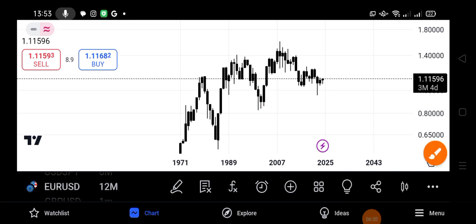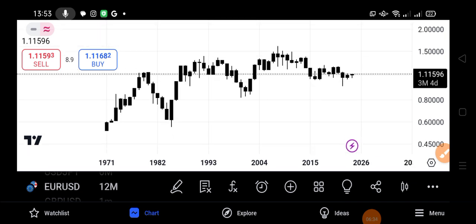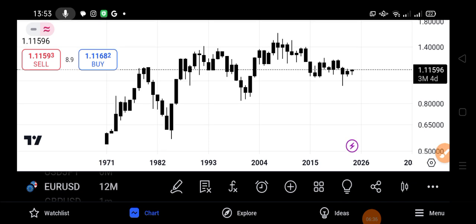I hope you guys can see the screen. I really hope you guys can see the screen. I'm trying to be as precise as possible, right? But I'm sure most of you guys watching this video understand the concept of fair value gaps and liquidity, right?